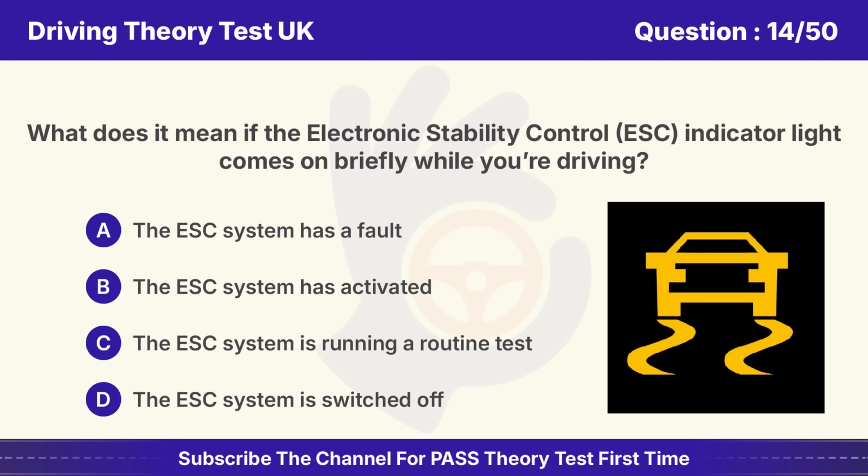Question 14. What does it mean if the electronic stability control, ESC, indicator light comes on briefly while you're driving? Option A. The ESC system has a fault. B. The ESC system has activated. C. The ESC system is running a routine test. D. The ESC system is switched off.